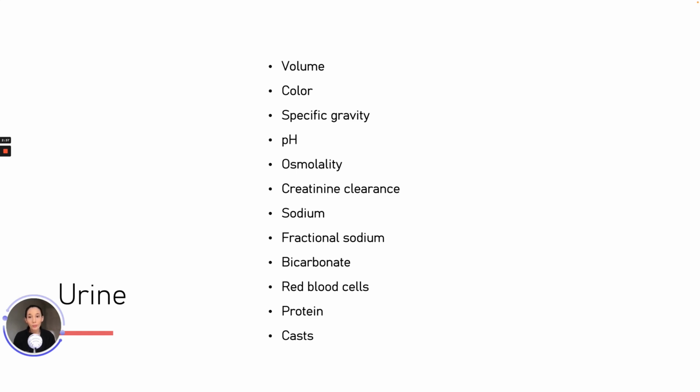We can look at protein in the urine. High-grade proteinuria strongly indicates glomerular damage when red blood cells and casts are also present. Low-grade proteinuria and white blood cells may indicate an infection or interstitial nephritis. And we can look at the casts, which signal renal disease or infection.